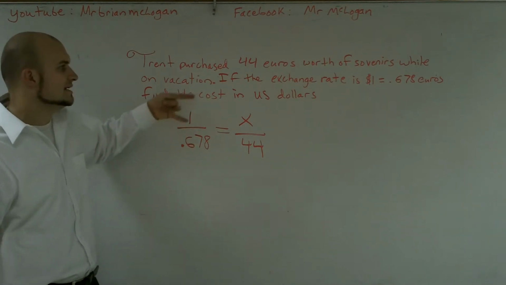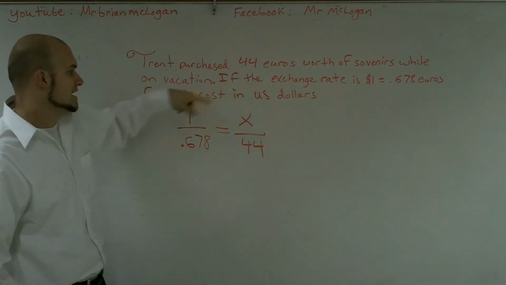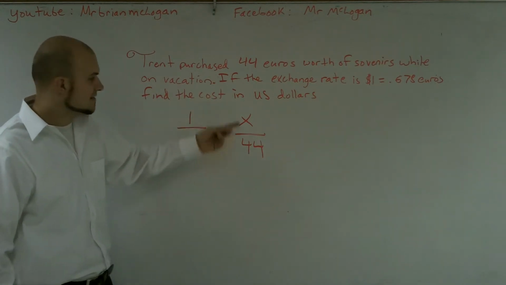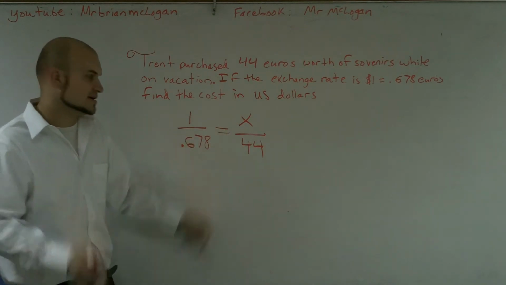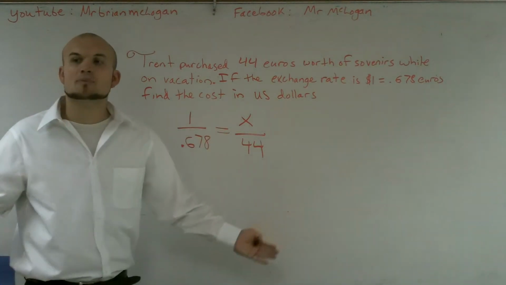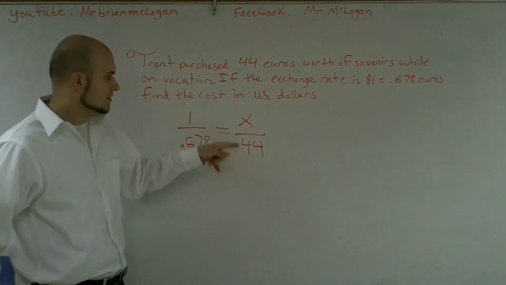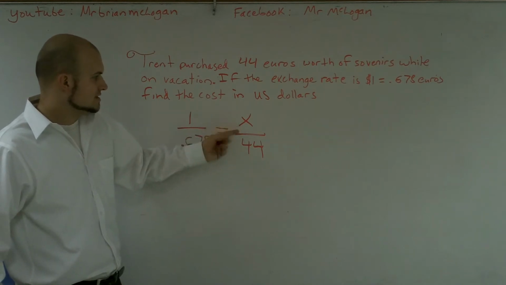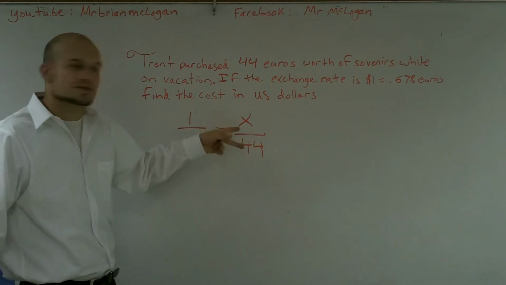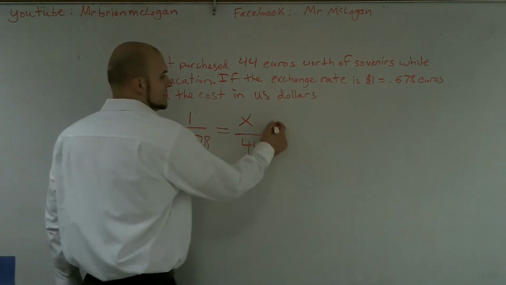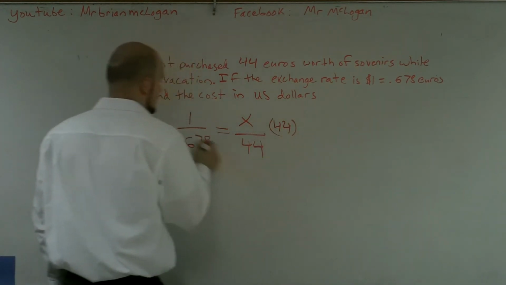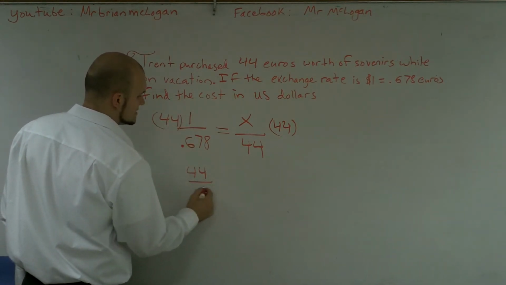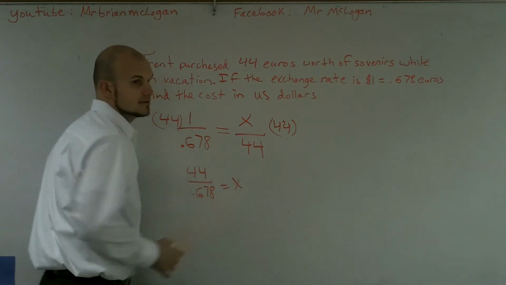What you're doing is taking two quantities, $1 US and 0.678 euros, and comparing them. We're saying this is to this as this is to this. Okay, so it's a comparison. Now, just using our properties of solving equations, guys, we know that whatever I need to do to solve for this, I need to undo whatever's happening to my variable. So what's happening to my variable? It's being divided. So I simply just multiply by 44. Therefore, I get 44 divided by 0.678 equals x.